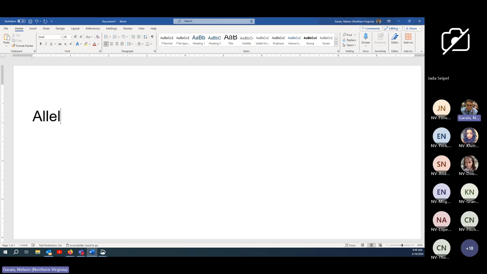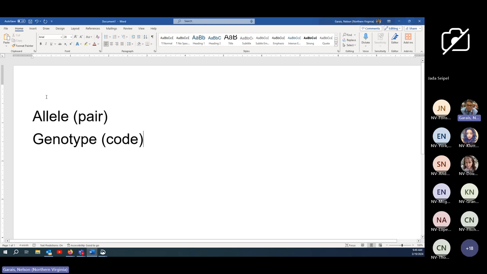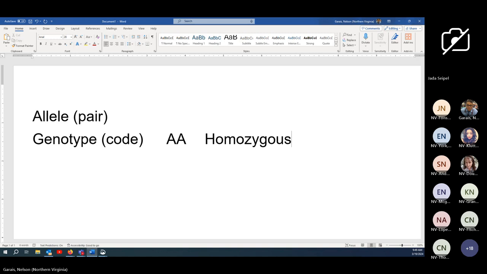So allele, right? I want you to think they're pairs. And you have a genotype, and we already know that's the code. So the genotype of an allele will look something like this. It could look like this, capital A, and that's what? Homozygous. Another homozygous is lowercase a, lowercase a. That's also homozygous. And homo means what?